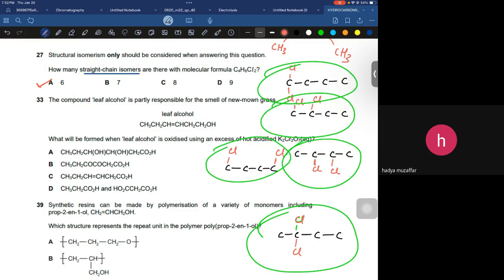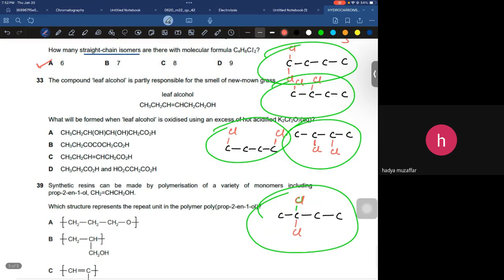Easy, right? It's not difficult. But obviously you should have practice of isomers. And second, they have made your life easy, as they have mentioned that you have to draw only a straight chain structure. You have to draw only a straight chain structure. That's it.